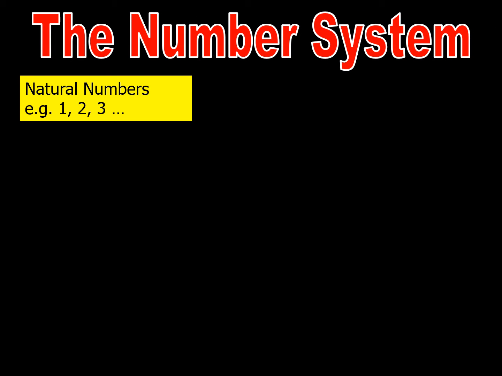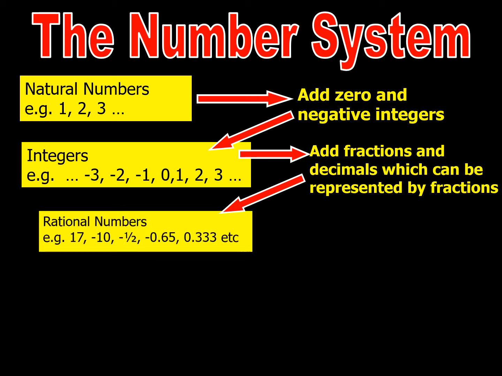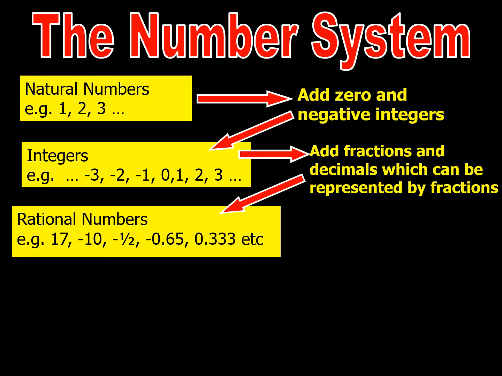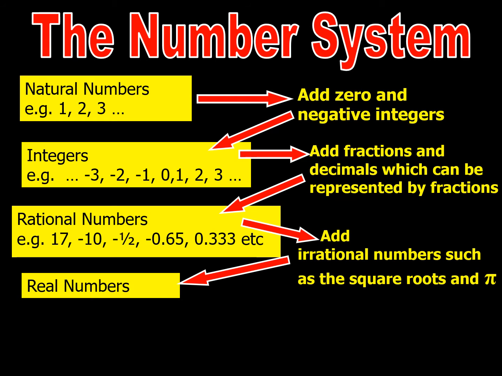So the first one is natural numbers, or the counting numbers, which start from 1, 2, 3, and so forth. If we add 0 and negative integers in here, we have all the negative numbers, 0, and all the natural numbers. So all in all, we have the integers. And if we add fractions and decimals, which can be represented by fractions, we have rational numbers. And if we add irrational numbers such as the square roots and pi, it makes up the real numbers.